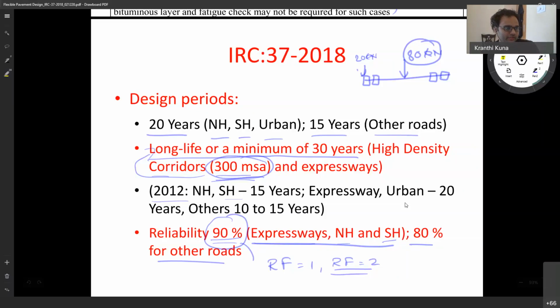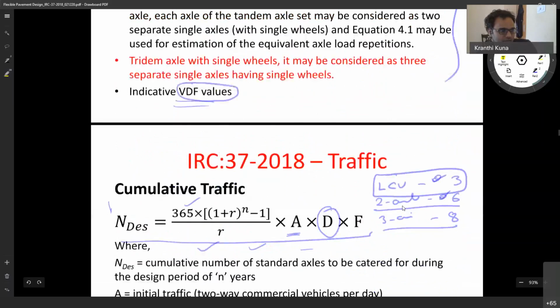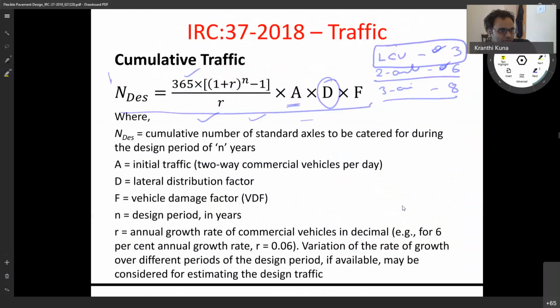So this we discussed, how we convert the traffic, and how we derive the vehicle damage factors also. As I was saying, there are default values given in IRC 37 as well, but you can get the axle load damaging factors. From the axle load damaging factors, you can derive the vehicle damage factors as well. This thing we have discussed already.